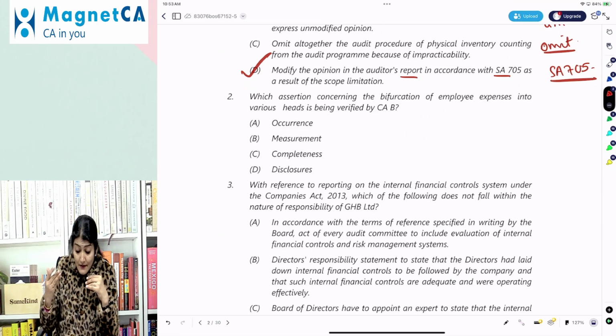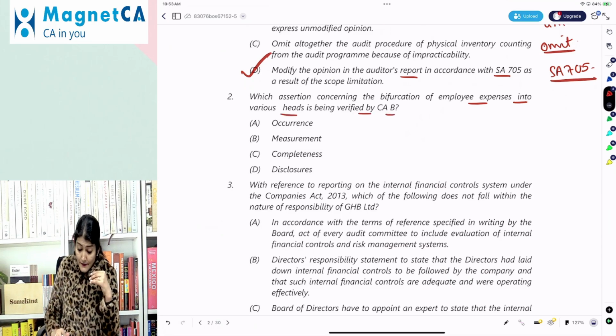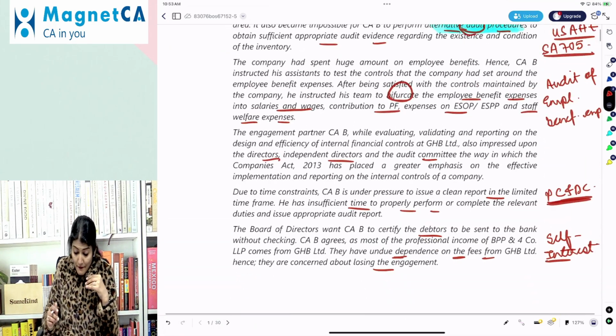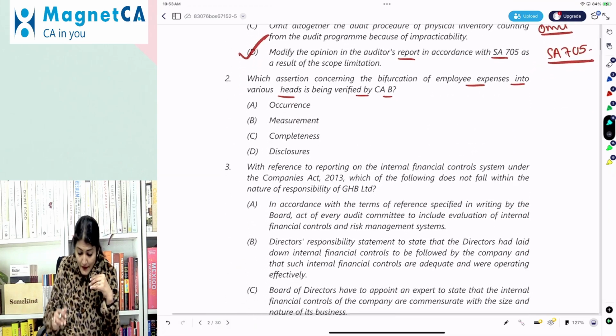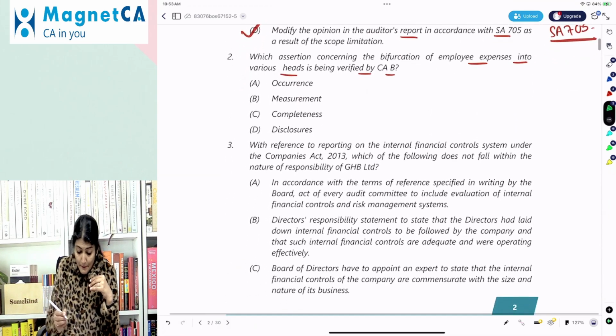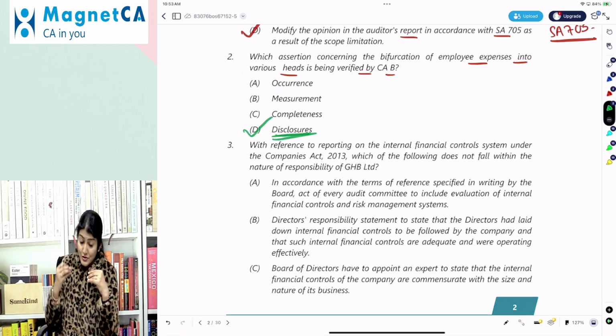Which assertion concerning the bifurcation of employee expenses into various heads is being verified by CA B? Right, so he's checking whether there is the proper bifurcation done into the salaries and wages, PF, ESOP, and the staff welfare. Right, so is he ensuring the OCM, the occurrence, completeness, measurement, or the disclosure? Right, so he's verifying the disclosure.